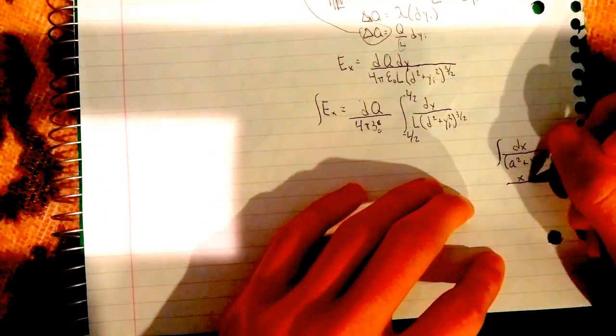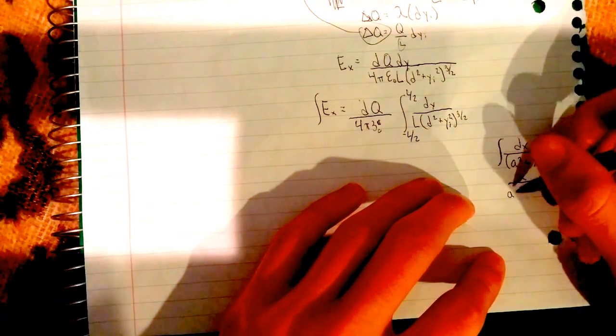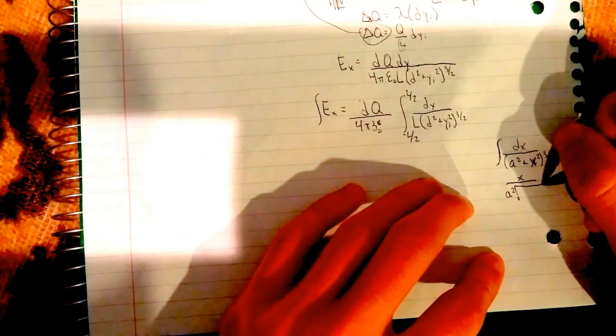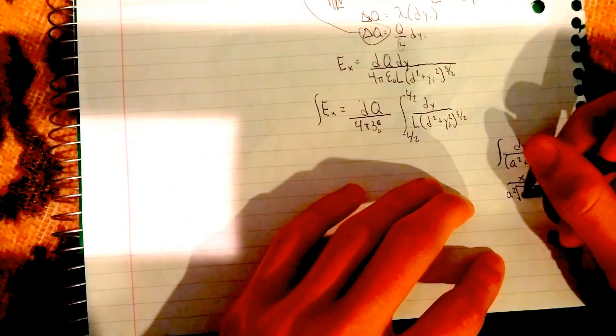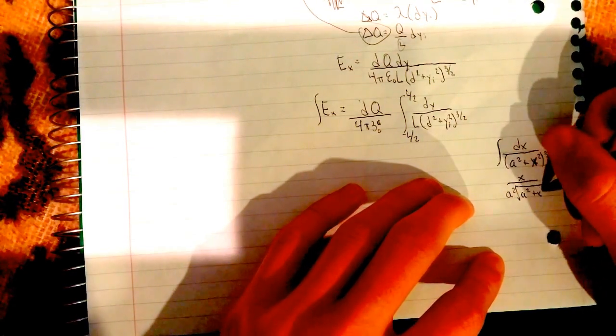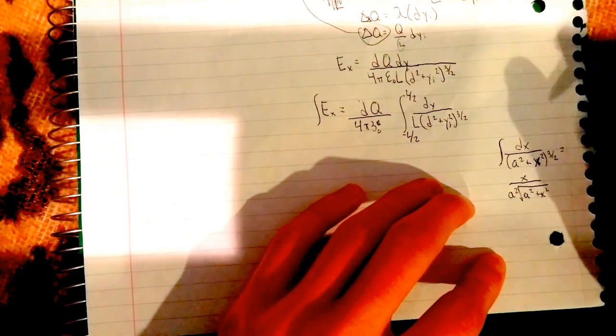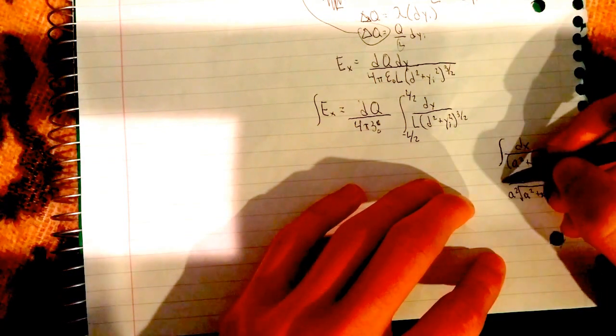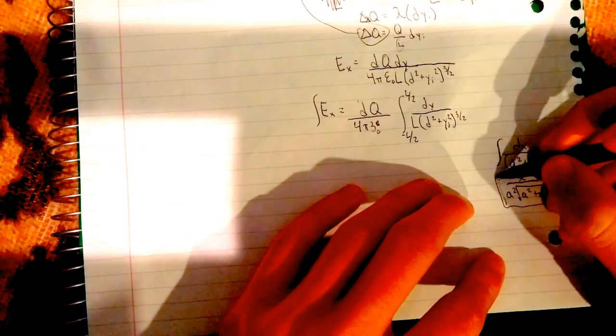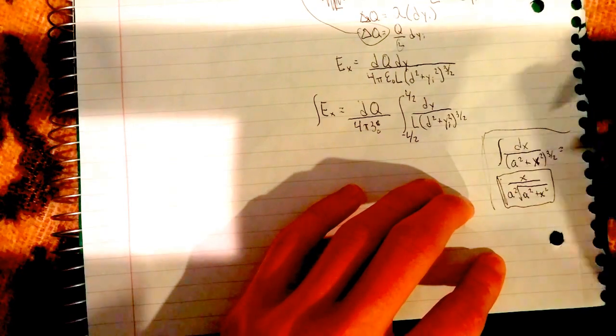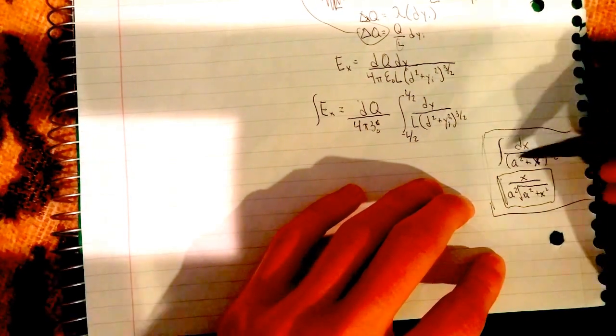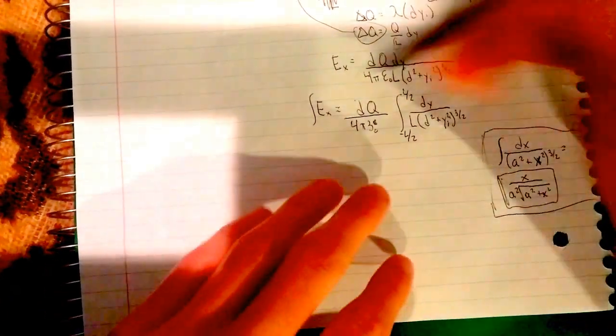And then that's going to equal x over a squared times the square root of a squared plus x squared. So this is going to be what we have after we integrate it. So this is what we have now, this is what we have after.